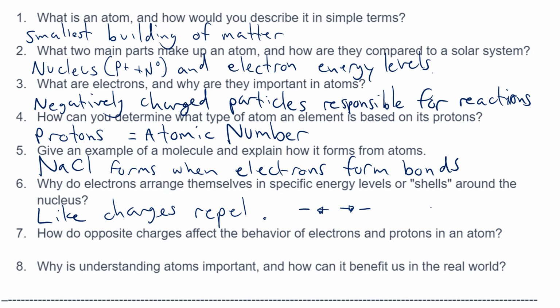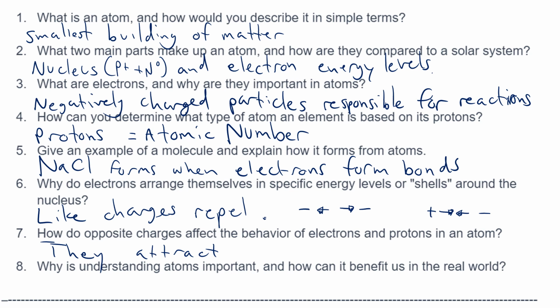But if you had a positive and a negative, they're going to move toward each other, and that's what actually holds the electrons in place next to the protons. How do opposite charges affect the behavior of electrons and protons in an atom? They attract. Opposites attract. Again, if you think back to when you were using magnets, you can remember how they kind of interacted.